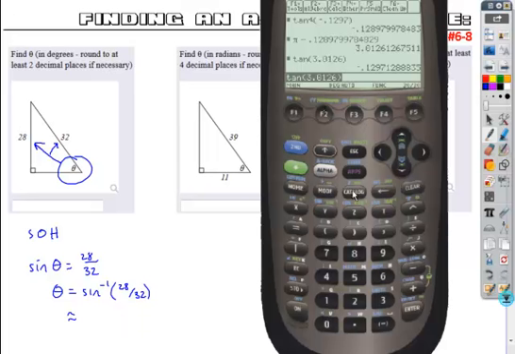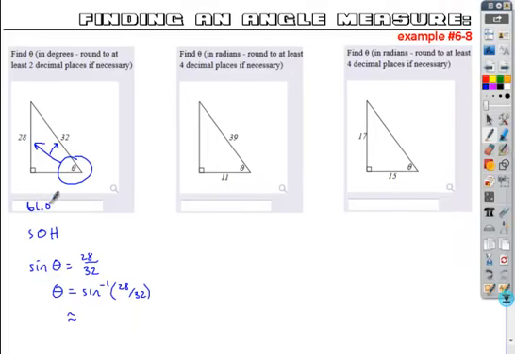And so if I take the inverse sine of that ratio, 28 over 32, I'll put a decimal in my entry so it displays as a decimal. I get 61.04 degrees for my angle measure.